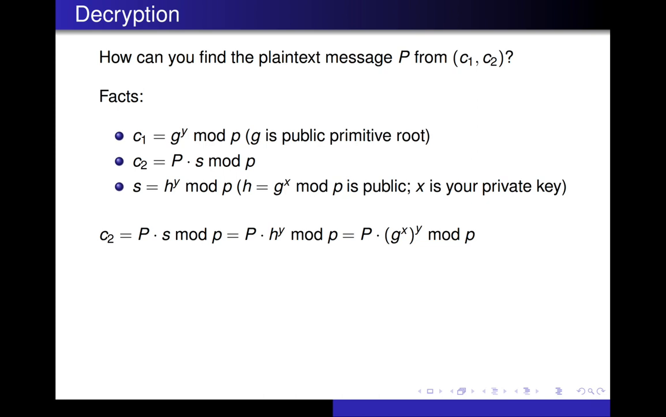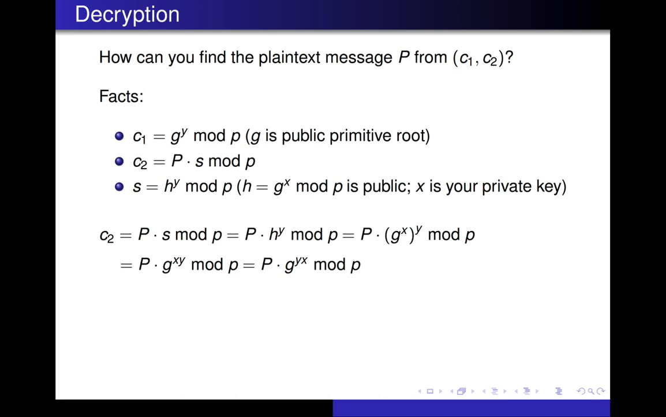Now we have a perfect situation where we can use one of those exponent laws, right? We have G to the X to the Y. That is the same as G to the XY. So we multiply that by P. And the nice thing about multiplication between X and Y is it works the same in both directions. So if we have G to the XY, that is exactly the same as G to the YX.